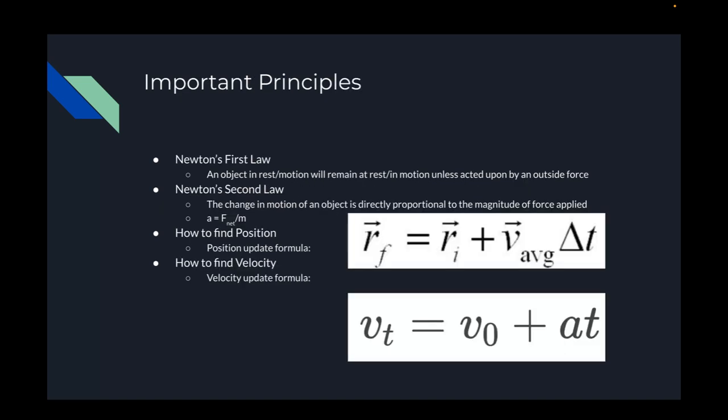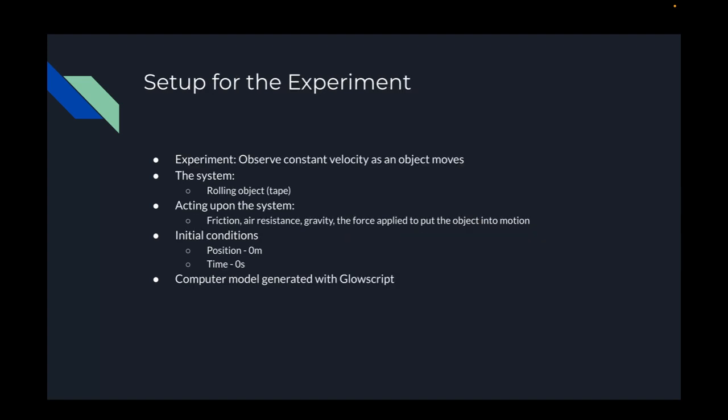Important principles for this lab, one of which is Newton's first law, which is an object at rest will stay at rest unless acted upon by an outside force, or with motion, vice versa. And we're also going to need Newton's second law, which is the change in motion of an object is directly proportional to the magnitude of a force applied, which is approximately equal to acceleration equals net force over mass. We're also going to need to know the position update formula, which you can see there on the right. We're also going to need the velocity update formula, which you can also see on the right.